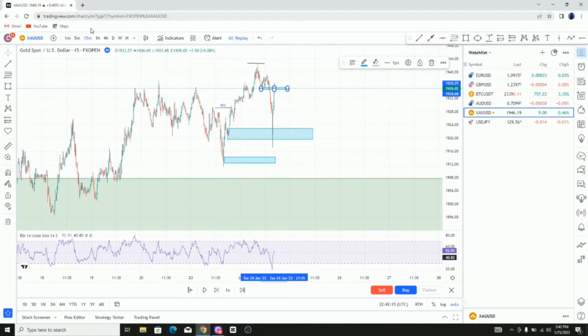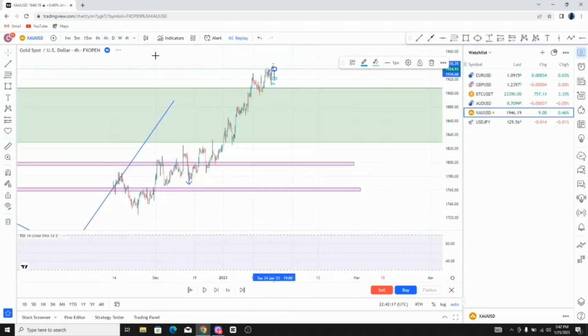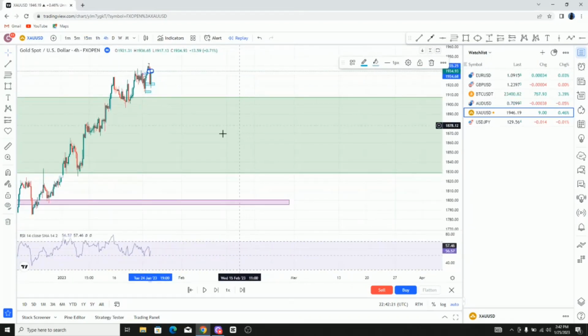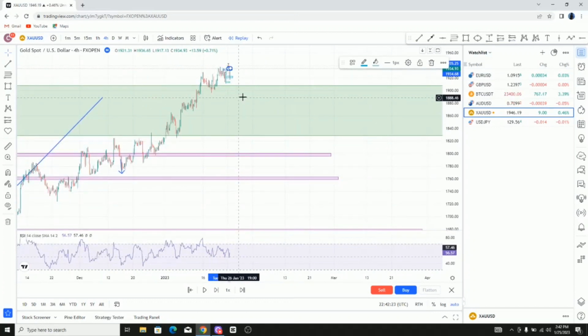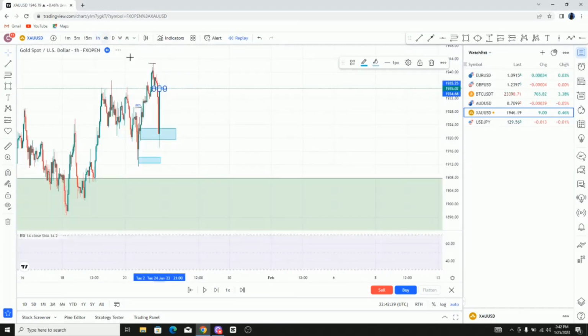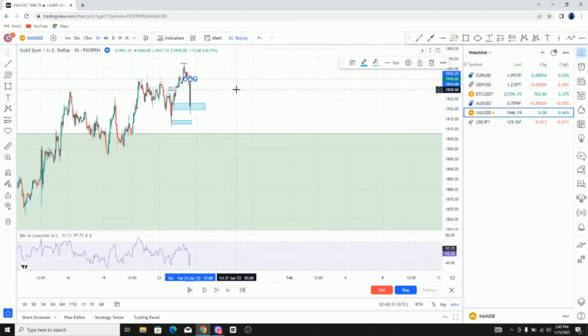I went back to my 4 hours to check. I wanted to see where the market might get to before coming back down. So I ruled my fib, or let me go to the 1 hour. I ruled my fib. That's my Fibonacci. You know what Fibonacci is, right? You need to learn how to use most of these tools.